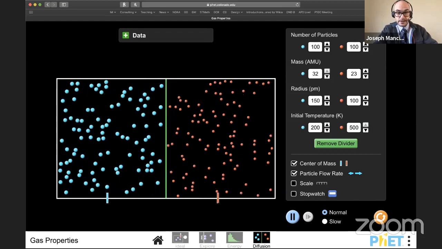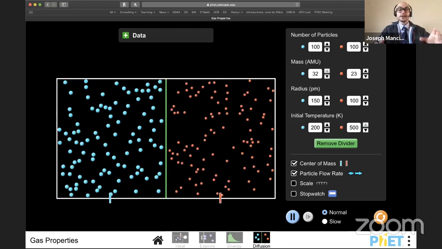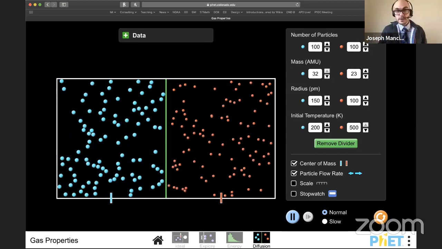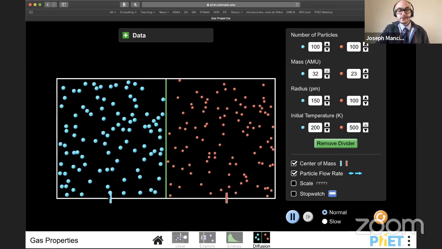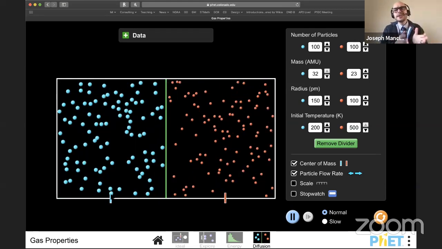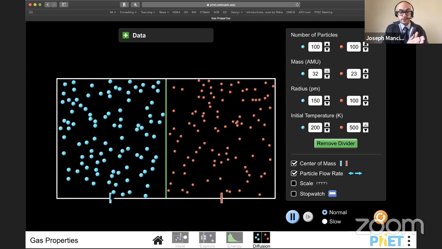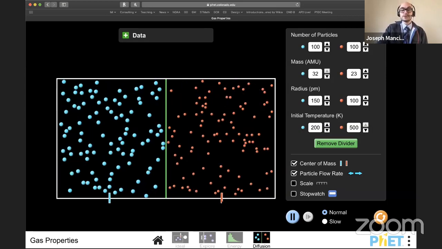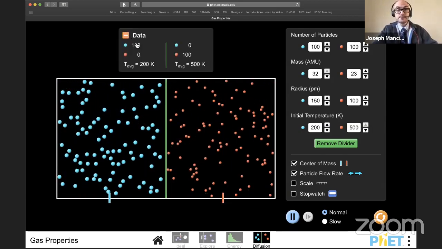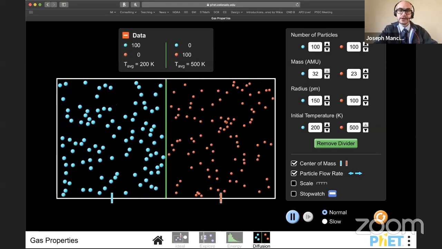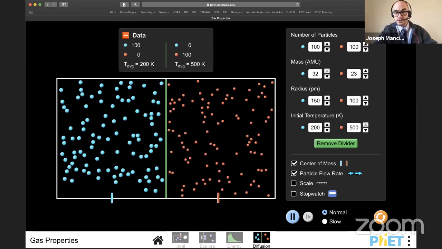These markers on the bottom show the center of mass of the gas particles with the corresponding color. So on the left side of your screen, you see that the center of mass of the blue particles is roughly in the middle of the blue gas, and the center of mass of the red particles is roughly in the middle. If I open up this data window here, we see 100 blue particles are on the left side and 100 red particles are on the right side.